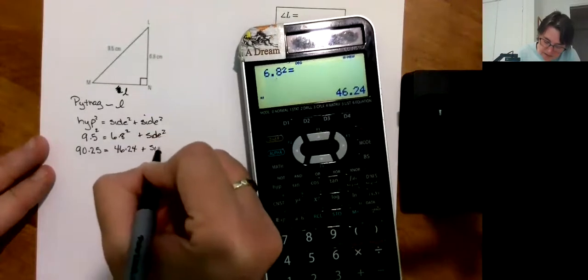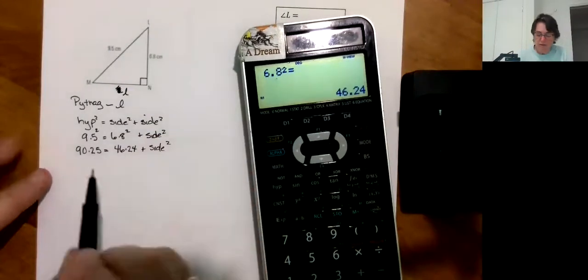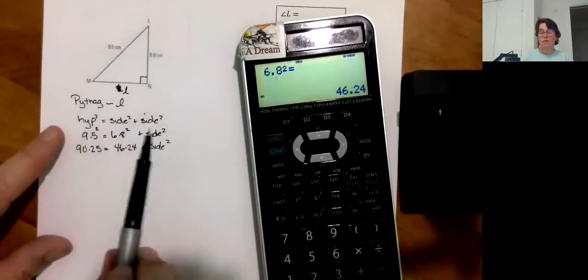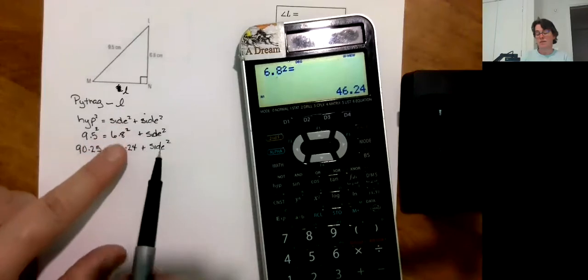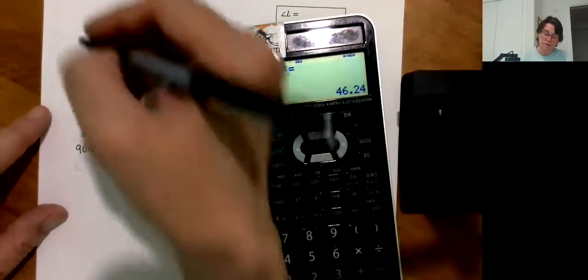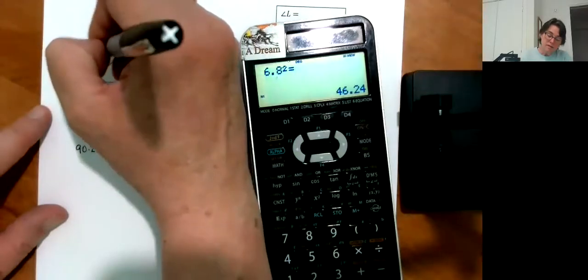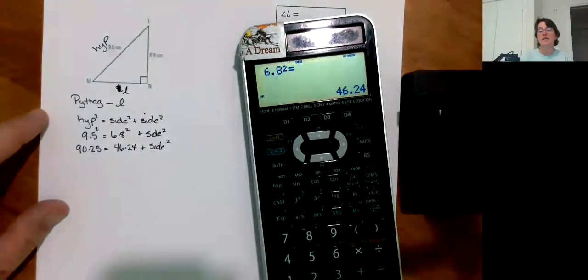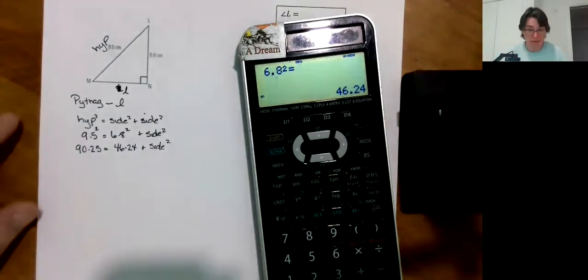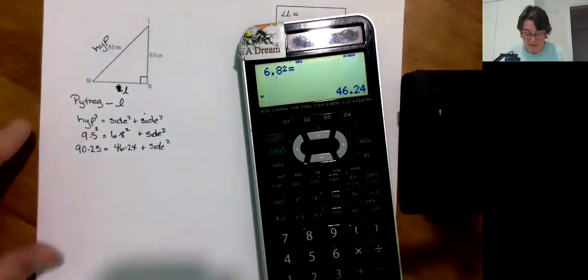Plus side squared. So this is where you have to be careful, because a lot of times if you're not paying attention, you just automatically put them both on that side. So this is the hypotenuse. I think in any and all triangle questions that have a right angle in them, the first thing you should do is put the hypotenuse in. It will never, ever, ever hurt you, and it's probably going to save you some craziness later on.